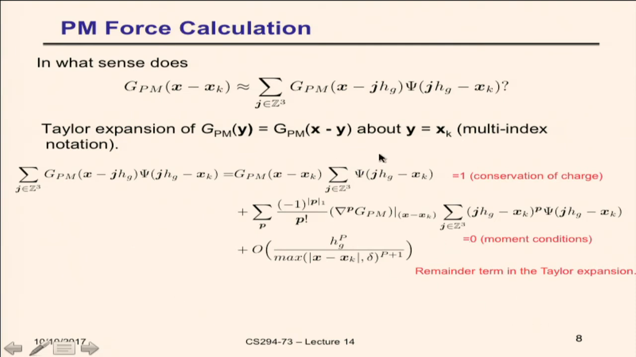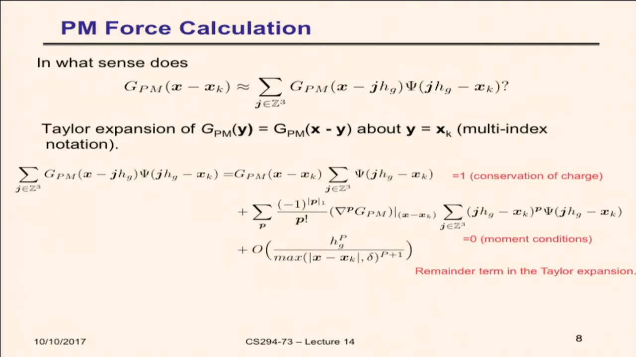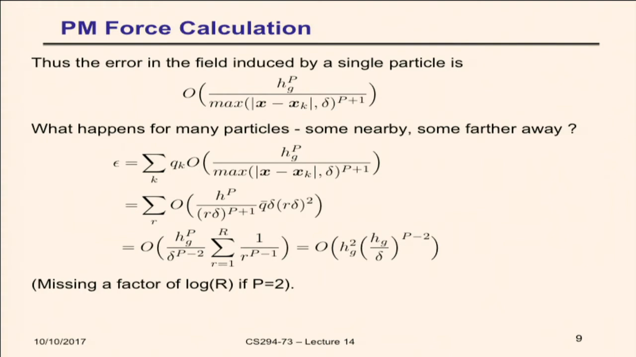So let's look at what the error is, the error induced in the field by a single particle. If this sums to 1, this is just G_PM of x minus x_k. These guys all vanish. This is the error term. So the error is really just this guy. The error induced in the field by a single particle is order h to the capital P, and the max of x minus x_k and delta, to the minus (p plus 1).